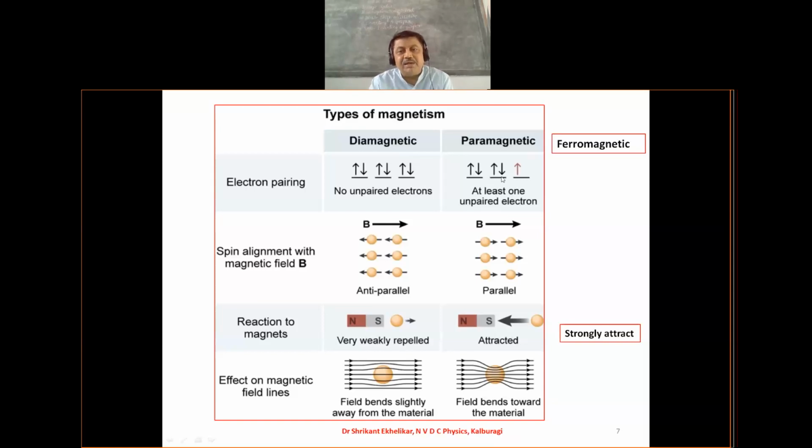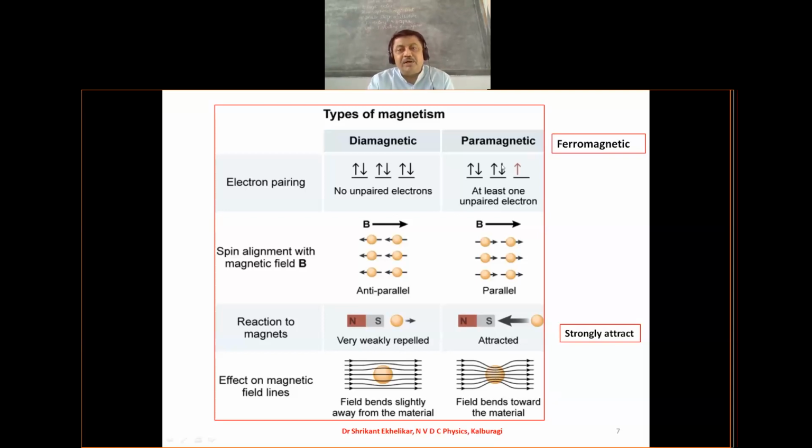Similarly, if a material has at least one unpaired electron, then that kind of material is paramagnetic. If all are paired, diamagnetic. If a few are unpaired, then paramagnetic. When a paramagnetic material is placed in an external field, the dipoles align parallel to the direction of the field. So diamagnetic materials align anti-parallel, that is opposite to the induced field. And paramagnetic materials are attracted by the magnet, and they allow the lines of force to pass through them, so there is a concentration of lines of force through the material.